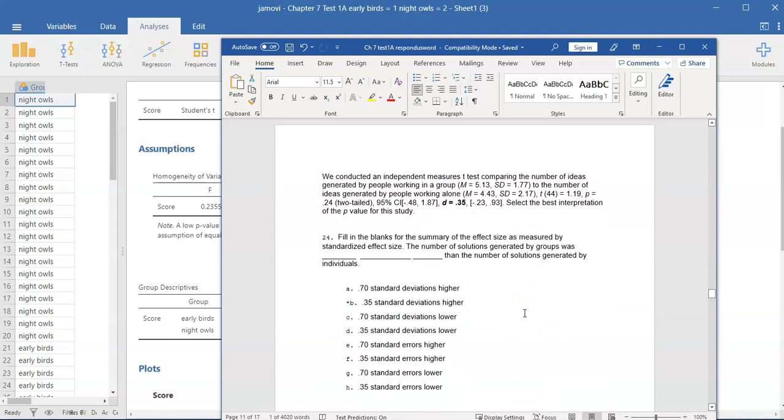And here it's asking you to interpret the standardized D. Well, the standardized D is 0.35. So you know that one group scored 0.35 of a standard deviation better than the other group. That's what D is. D is in standard deviation units. So if you get a D of 0.35, that means one group did 0.35 standard deviations better than the other group. So B is your right answer.